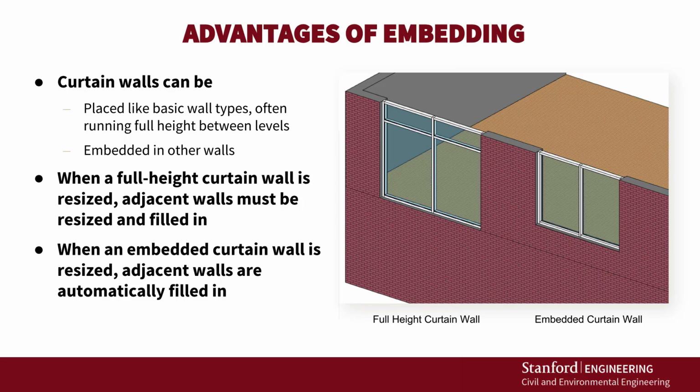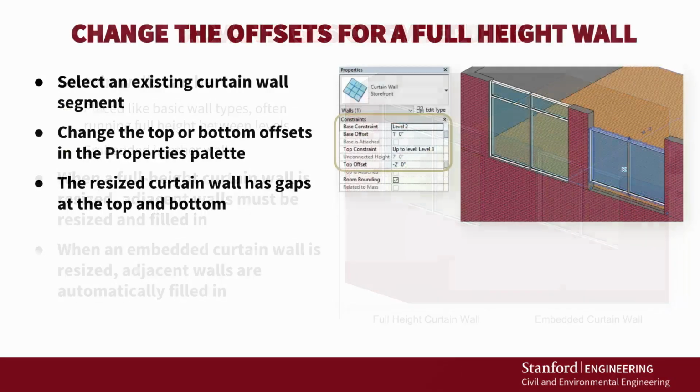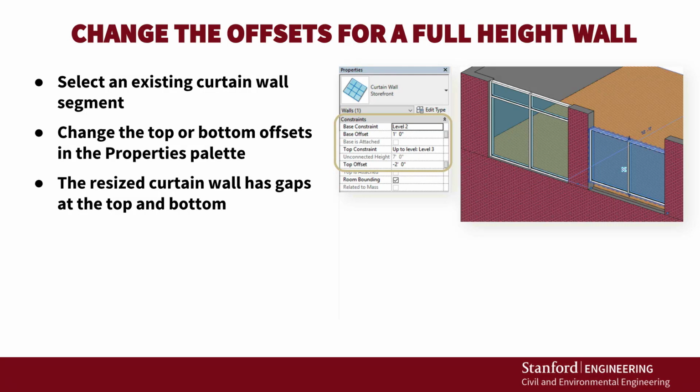And just to the right of that, we're looking at an embedded curtain wall, which is embedded within the basic wall. Let's look at some of the key differences between those two different placement methods.